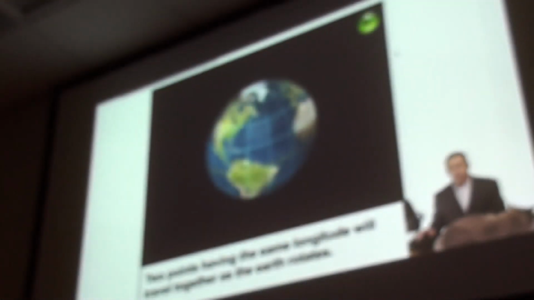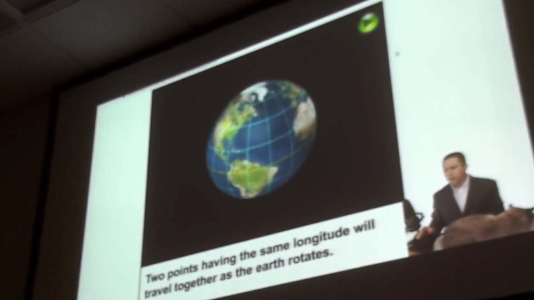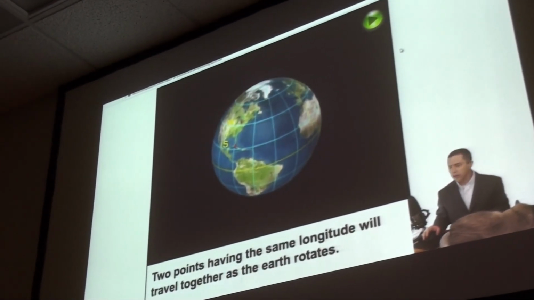So this animation explains the Coriolis effect in a little bit different way, and I think it's great, except the graphics aren't necessarily the highest resolution.